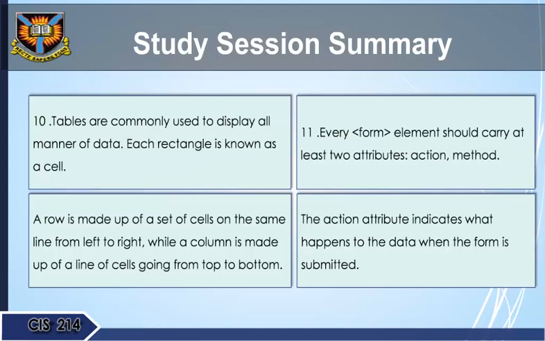10. Tables are commonly used to display all manner of data. Each rectangle is known as a cell. A row is made up of a set of cells on the same line from left to right, while a column is made up of a line of cells going from top to bottom.